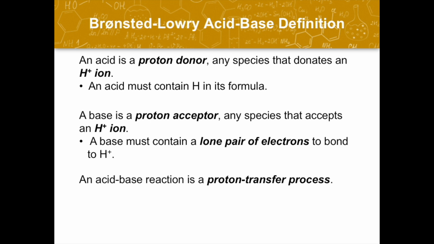So when we say acids in the Bronsted-Lowry definition, an acid is a proton donor, any species that donates a hydrogen ion. So an acid must contain H in its formula. Now, when it comes to bases, a base is a proton acceptor, which refers to any species that accepts a hydrogen ion. So a base must contain a lone pair of electrons to bond to hydrogen. An acid-base reaction is a proton transfer process.